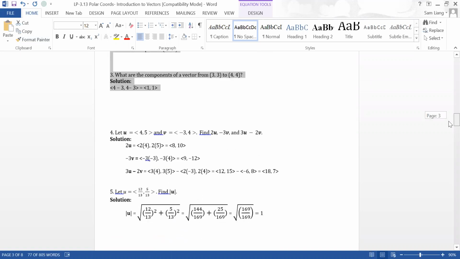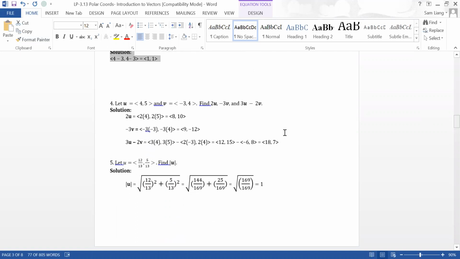For 4 and 5, you'll see questions like this on the homework. Here you have a vector u and a vector v, and you're tasked to find 2u, negative 3v, as well as 3u minus 2v. Okay, so for 2u, all you do is multiply by 2. This is a scalar times a vector, so you multiply each component by 2, so this becomes 8, 10. For negative 3v, just multiply each by negative 3, you get 9, comma, negative 12.